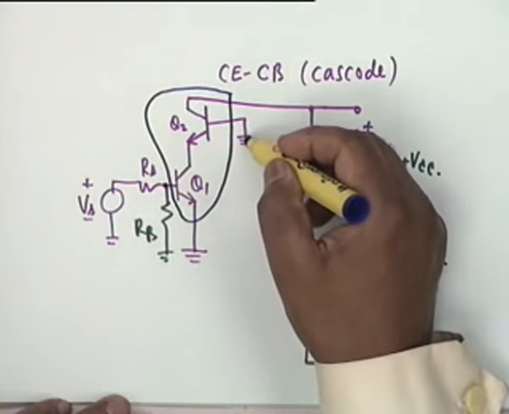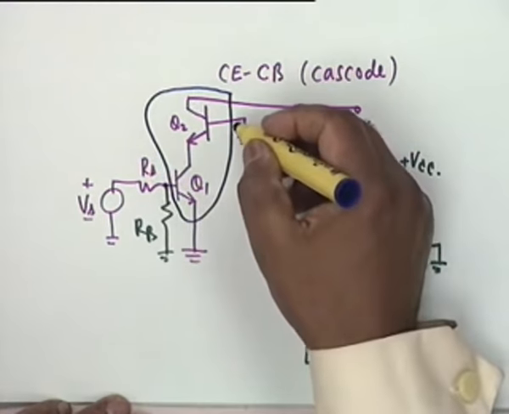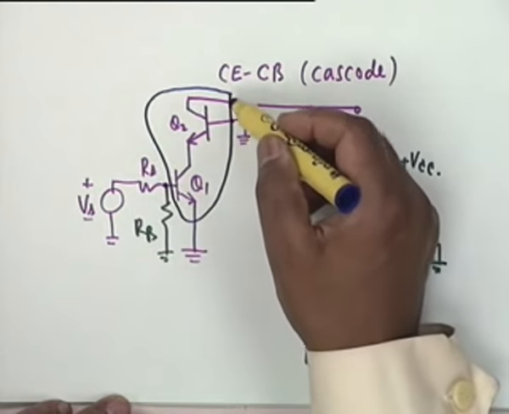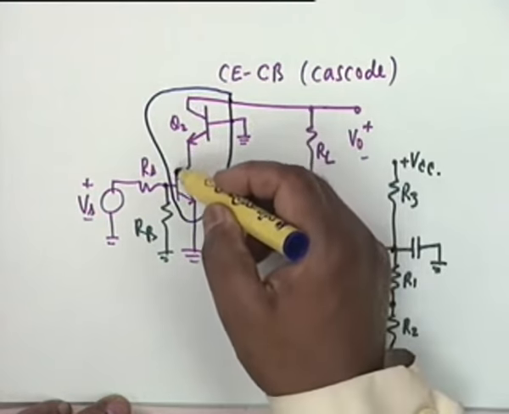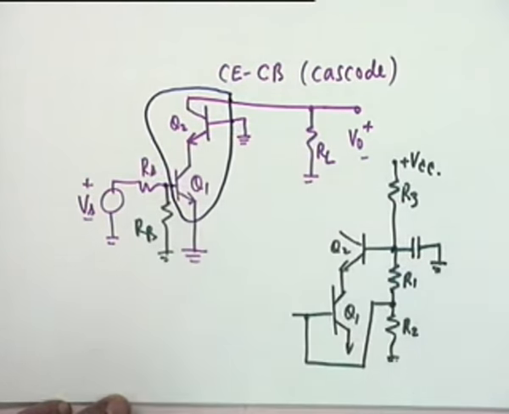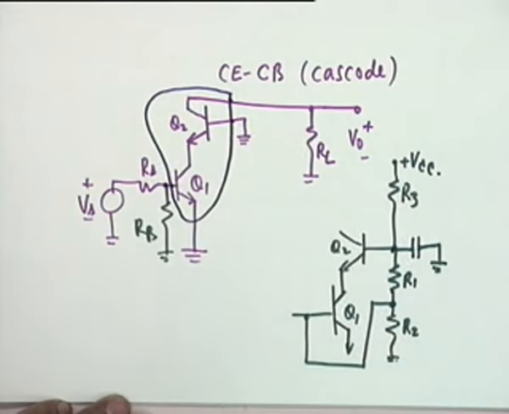This cannot be connected to ground inside the chip, because you have to connect a high value capacitor. So this is out, and the pins are marked. This is B2, this is C2. These are not brought out. There is a B1 and an E1. The collector of Q1 and emitter of Q2 are internally connected to each other. This is the chip that is available, the cascode chip, the CECB chip.